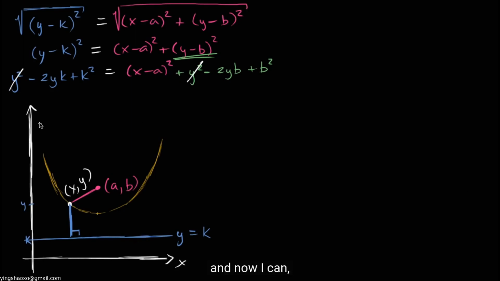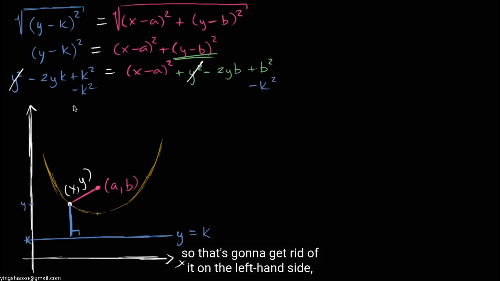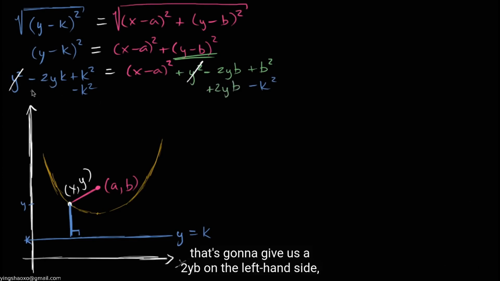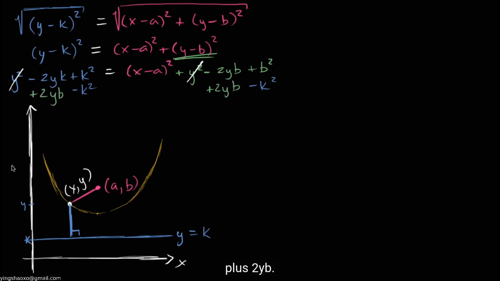And now let's see what I can do. Well, let's get the k squared on this side. So let's subtract k squared from both sides. That's going to get rid of it on the left-hand side. And now let's add 2yb to both sides, so we have all the y terms together. That's going to give us a 2yb on the left-hand side, plus 2yb. So what is this going to be equal to?